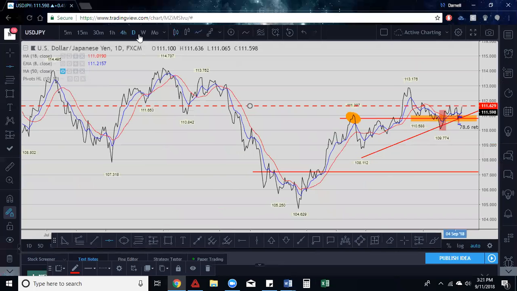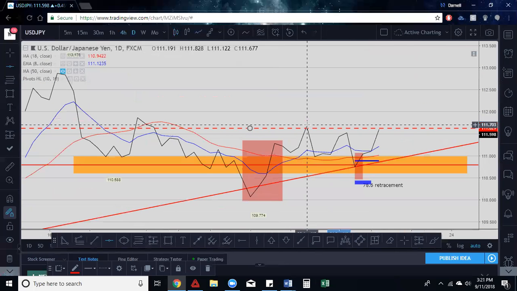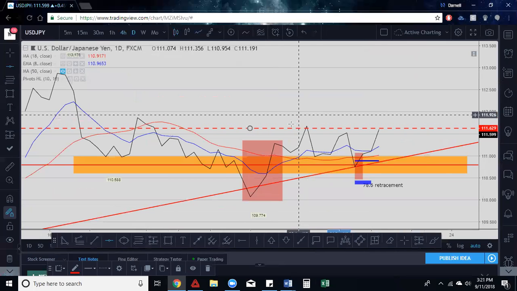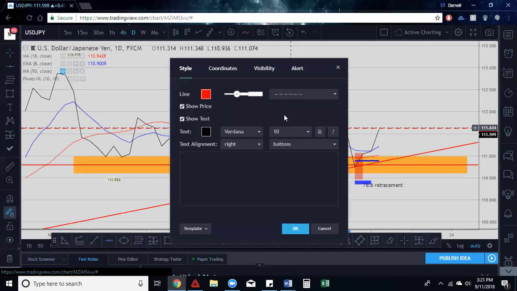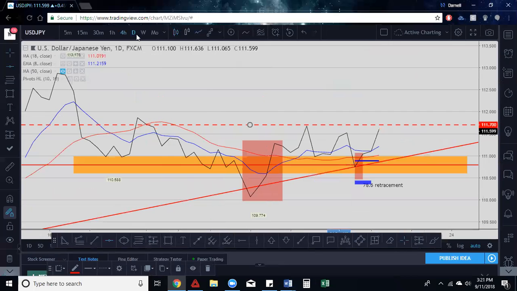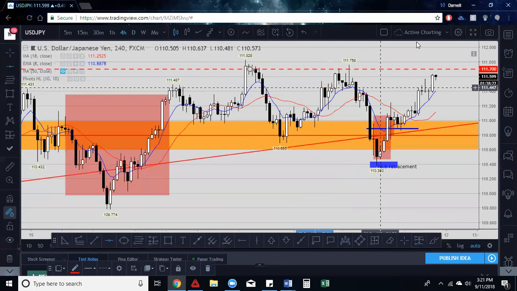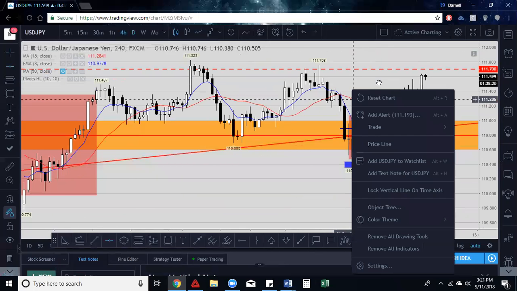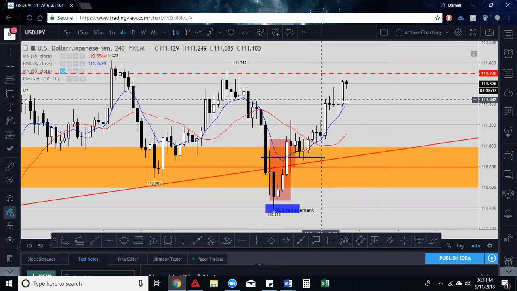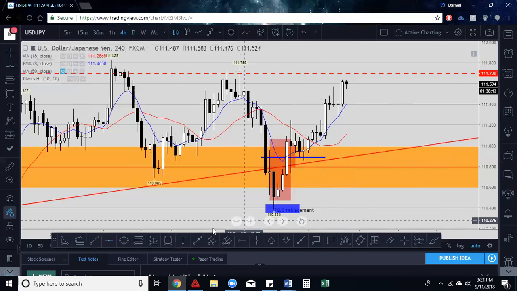Oh, what is it? 111.6, I'm sorry. What's the high on this one? 111.8. Close 111.7. All right, so let's just say 111.7. Again, at this price, they kind of respect this area. So I kind of wanted to be out before we get possibly another turnaround point for UJ.